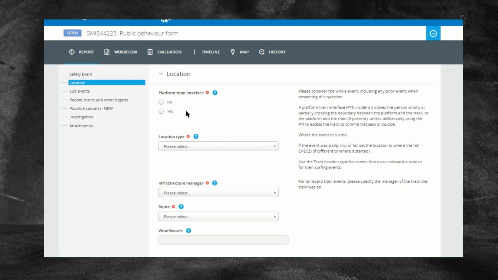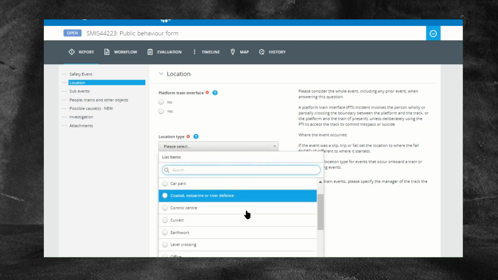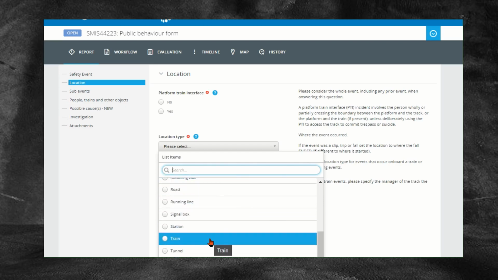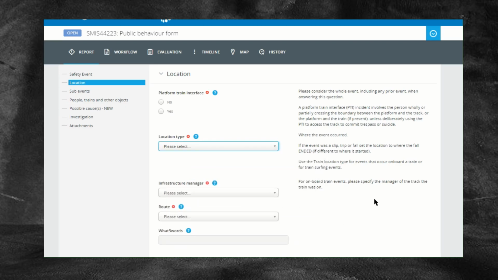The second piece of on-screen guidance in relation to this particular type of sub-event refers to the location type field here, which advises you to use the train location type for events that occur on board a train or for train surfing events. So here we can see the option of train under the location type. This means that for events involving people that occur on board a train, such as a passenger injured whilst wholly on board a train, or a passenger overcarried into a yard, depot, or siding, you should select train as the location type.